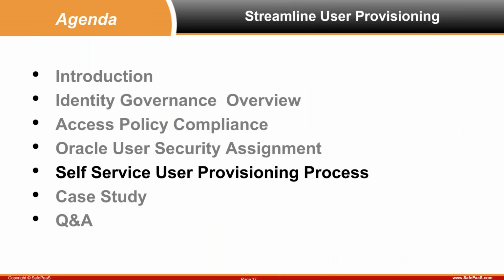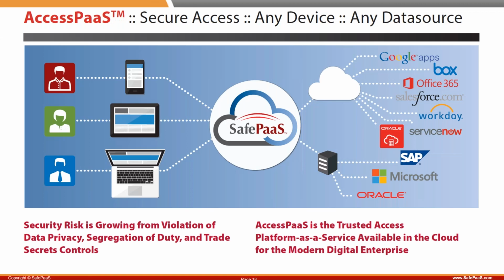So what I want to talk about next is the self-service user provisioning process. How do we improve the process so it's consistent, has structure, and is auditable, and you can validate the end results? That's where Access Pass comes into play. SafePass is our company, and it's also the name of our products. But Access Pass is the solution that helps with user provisioning, or I should say access management. And under Access Pass is iAccess.